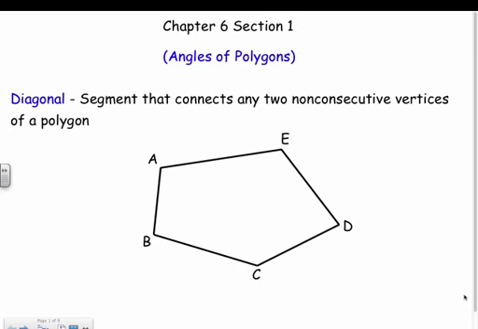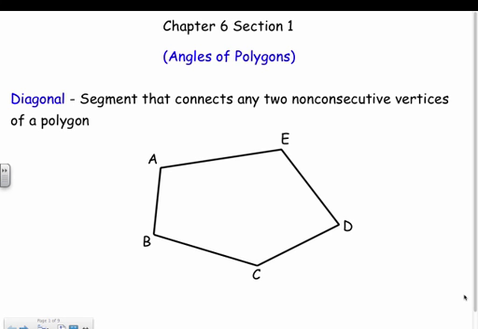Time to get into quadrilaterals. But before we can get really in depth into our quadrilaterals, we need some base information about our polygons. So the first thing we're going to talk about are the angles of our polygons. We're going to talk about interior and exterior, for the most part interior.